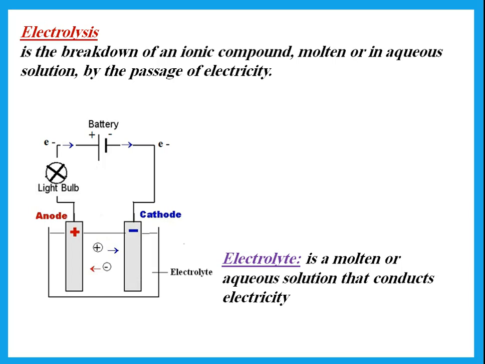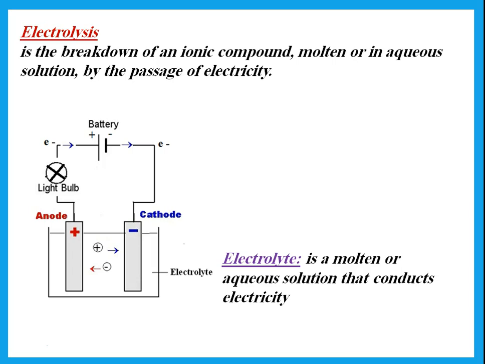And in order to conduct electricity as a liquid, it must have positive and negative ions. Now, the positive ions and negative ions have to be free to move in the solution. So this cannot be a solid. If the electrolyte is a solid, the positive and negative ions will not be able to move, so this will not conduct electricity. So the electrolyte is a solution or molten that has its positive and negative ions free to move so that it can conduct electricity.